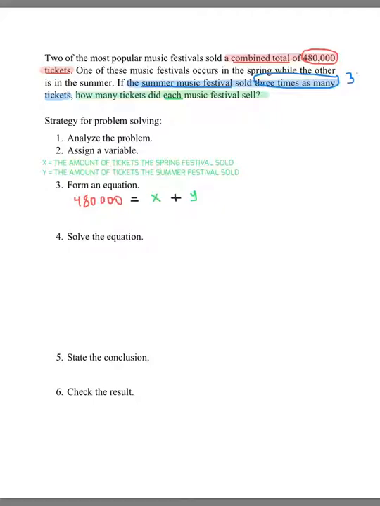So now let's move on to what's mentioned in the blue. In blue, we have that the Summer Music Festival sold 3 times as many tickets. So start off with an equal sign.